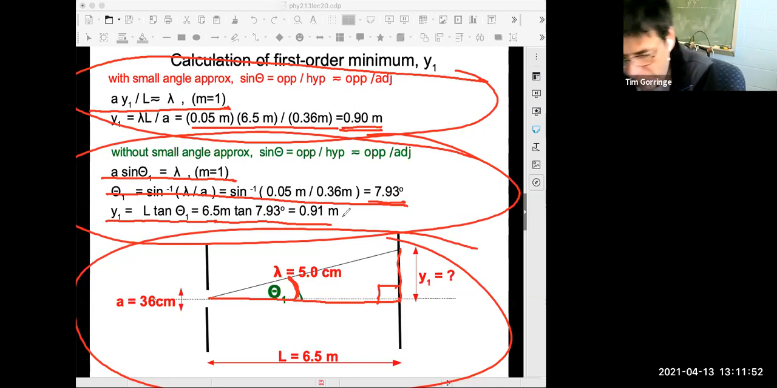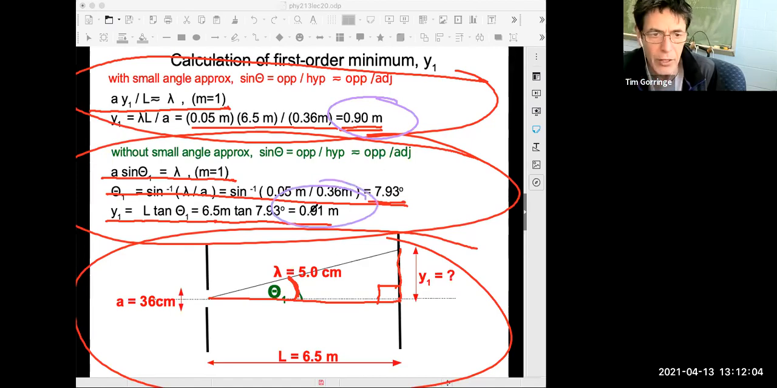So you might want to compare the two numbers in that calculation. With the approximate formula, we got 0.90 meters for the maximum. With the accurate formula, we got 0.91 meters. So they're actually really rather close in this situation. And they're really rather close in this situation because the angles are really rather small, 7 or 8 degrees.